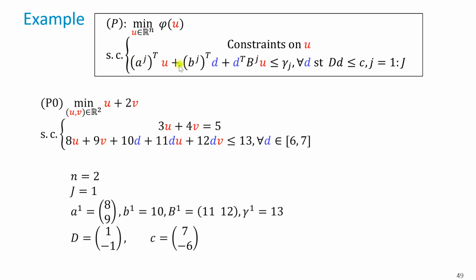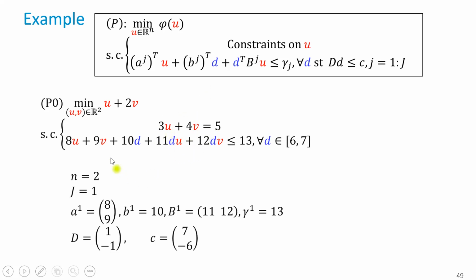So let's see an example. Let's take a take-home example. I have to minimize U plus 2V, two control variables, and I have a disturbance, which is a single number between 6 and 7. Those are constraints on U and V. And here I have the robust constraint that must be true for all values of D. And we have, for example, this term that involves dU and dV. So those are the quadratic terms in U and V.